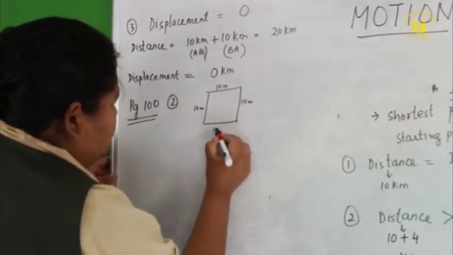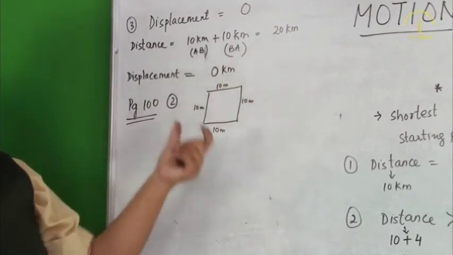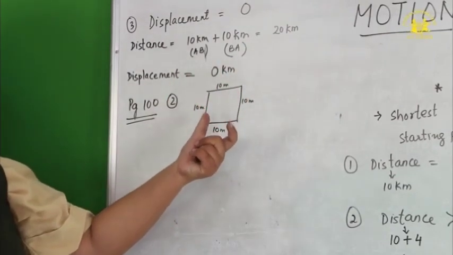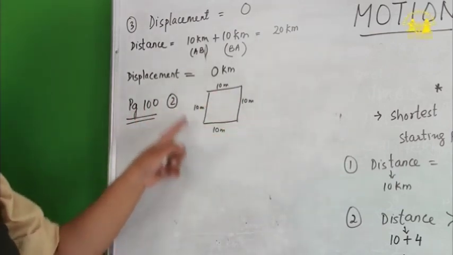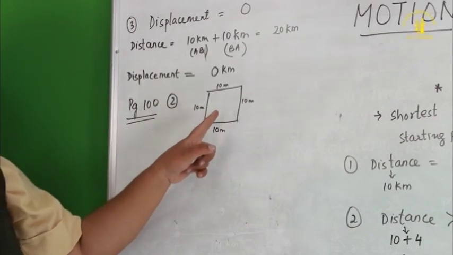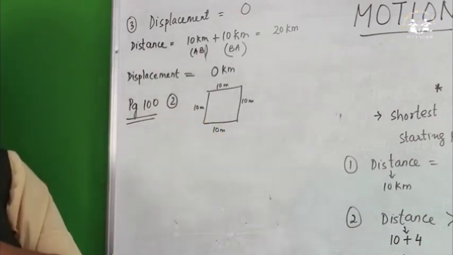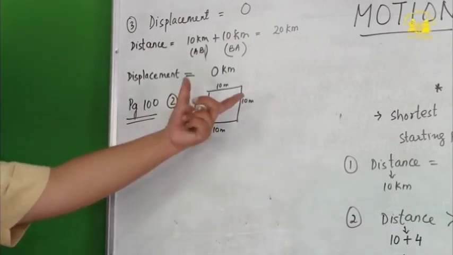He takes 40 seconds to complete one round of his field. Now, in 140 seconds, what will his displacement be? So let us consider and draw a figure.